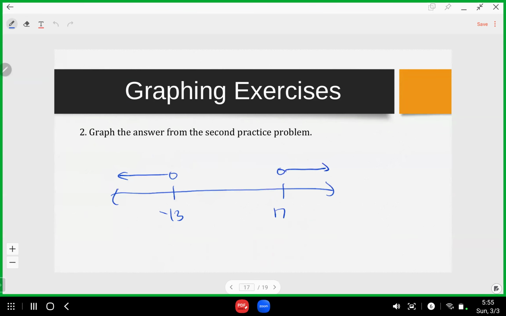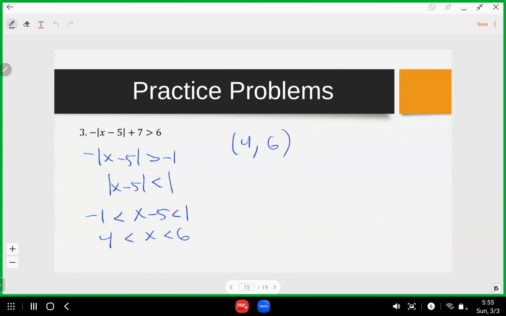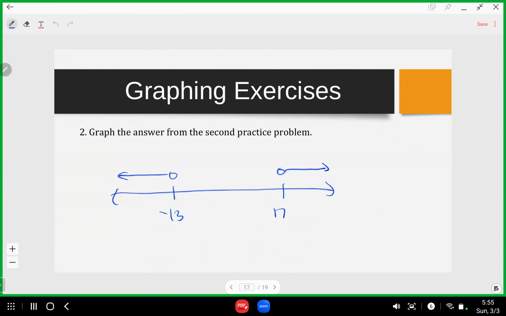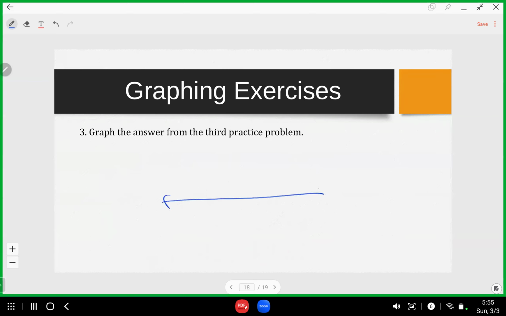So there is another one. Graph the answer to the third practice problem. We have a closed interval this time, so it's going to look different. We have 4, 6, closed circle like this. Okay. So key point here is that the or inequalities are going to have two diverging arrows. But the and inequalities, you're going to have a closed interval like this.